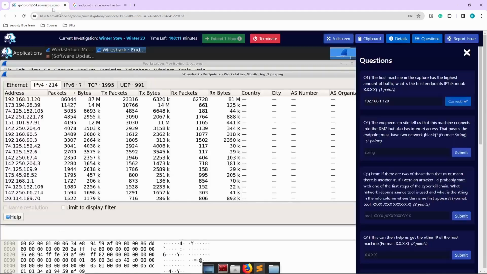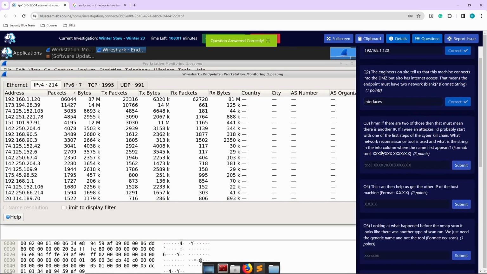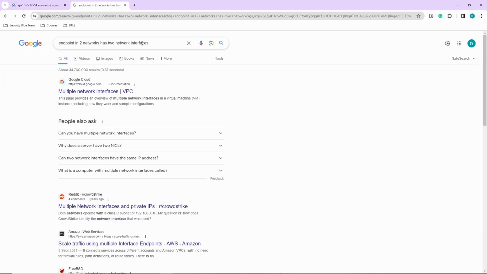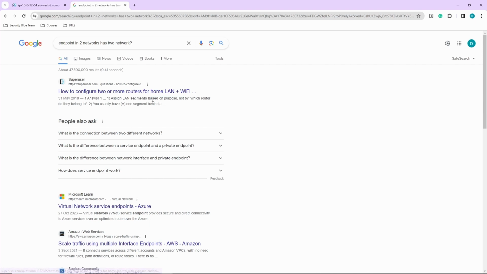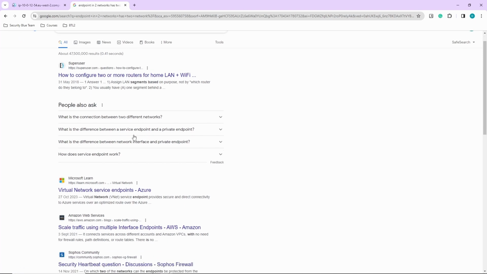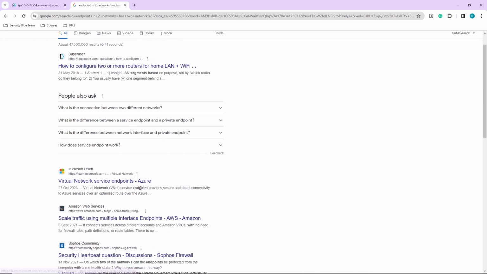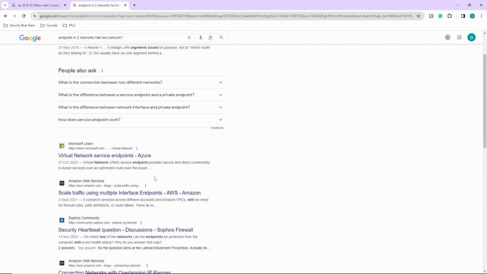This is just from my understanding of networking and working in incident response before. So let's try interfaces first. Okay, there we go, so it was interfaces. But you could have Googled what I Googled, right? Like "has two network", and then you could have gone question mark. And let's see if we can find the question.